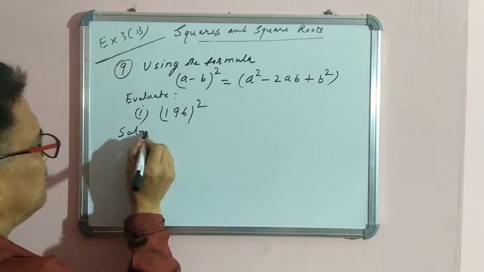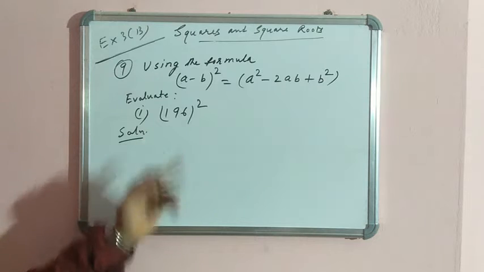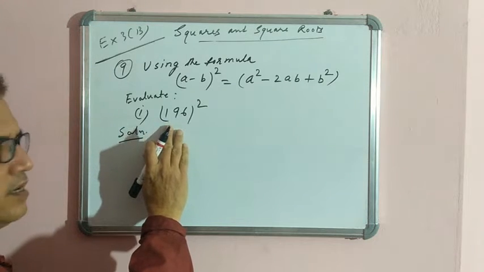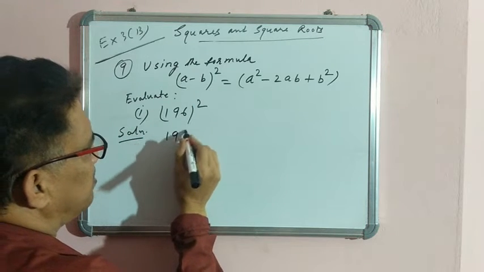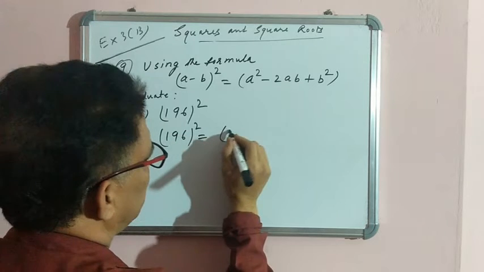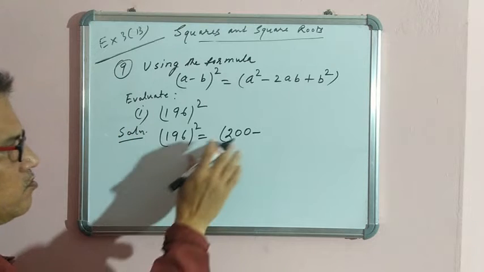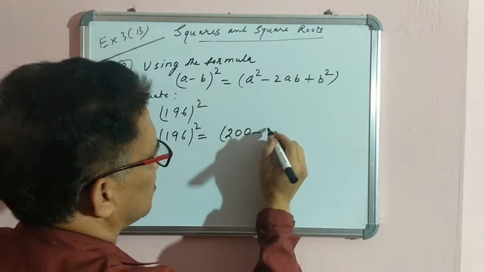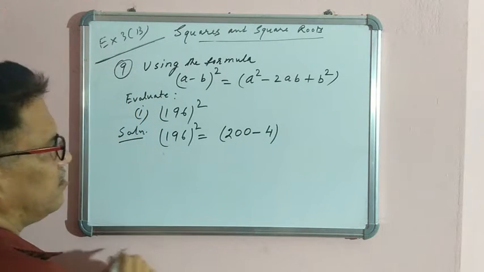Solution. Now earlier we have done a plus b whole square. Now we have to do a minus b whole square. So this is near to 200, so the value of a will be 200. First I am writing 196 whole square. And minus b, what we will subtract from 200 to get 196, that is 4. So the value of b is 4. So 200 minus 4, we are getting 196.